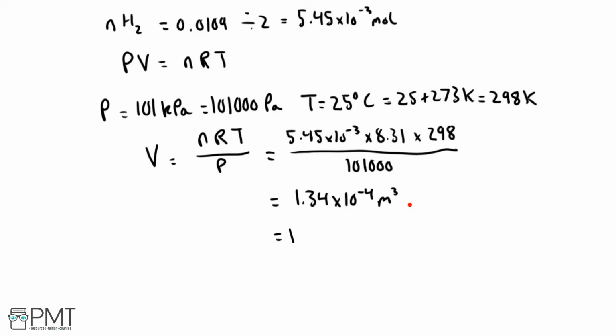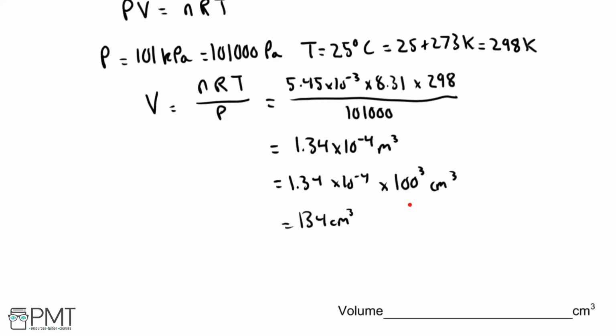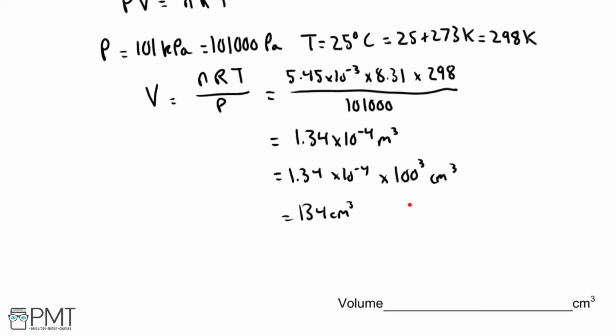So we're going to have 1.34 times 10 to the minus 4 times 100 cubed, centimeters cubed, which is going to give us a value of 134 centimeters cubed. So that value of 134 will be our 5th mark for the calculation, 6th mark for the question overall.